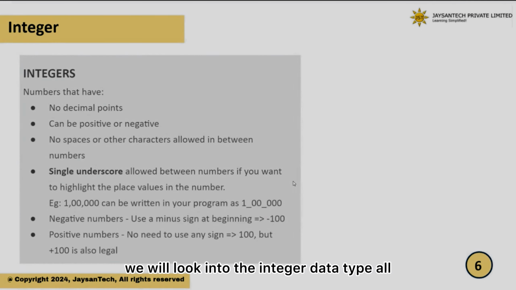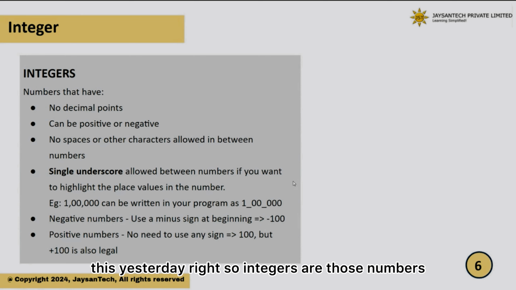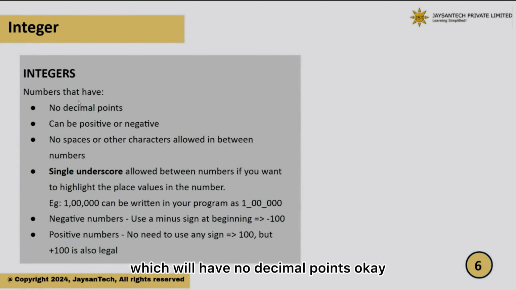We will look into the integer data type. We already introduced this yesterday. Integers are those numbers which have no decimal points, and they will be either positive or negative, like -1, -2, -3, or 1, 2, 3. It goes on till infinity, and it also includes 0.